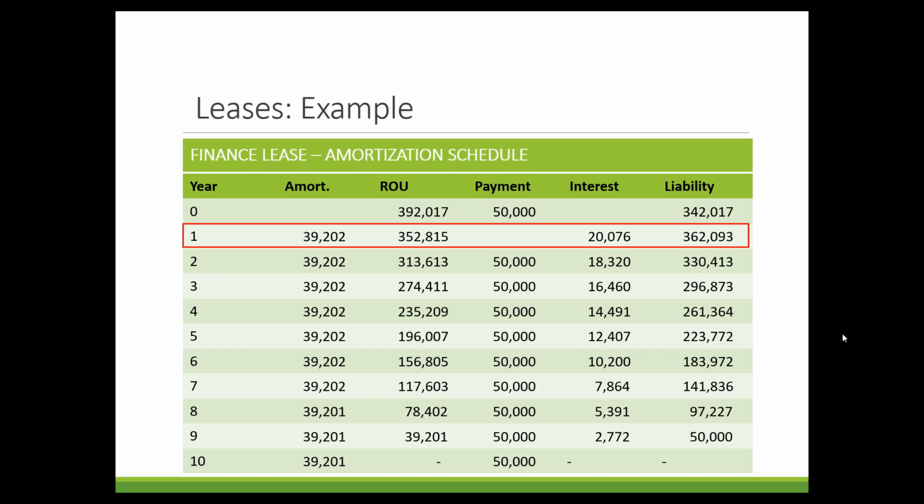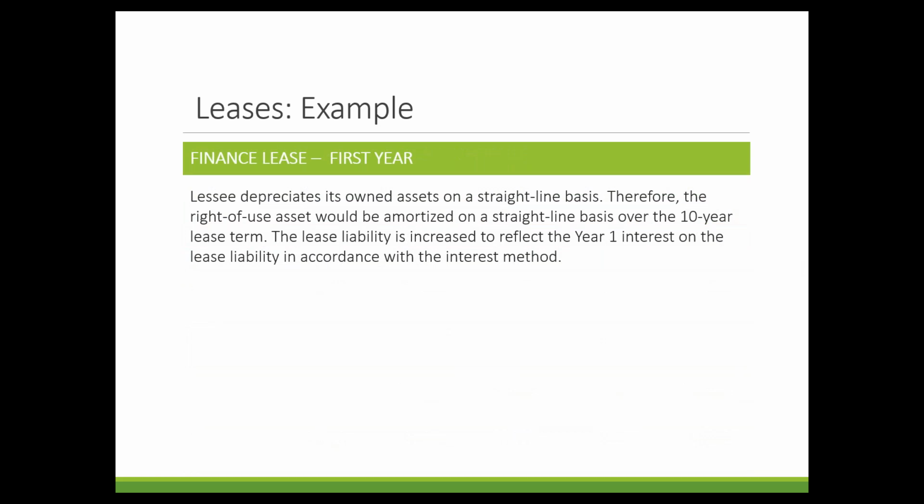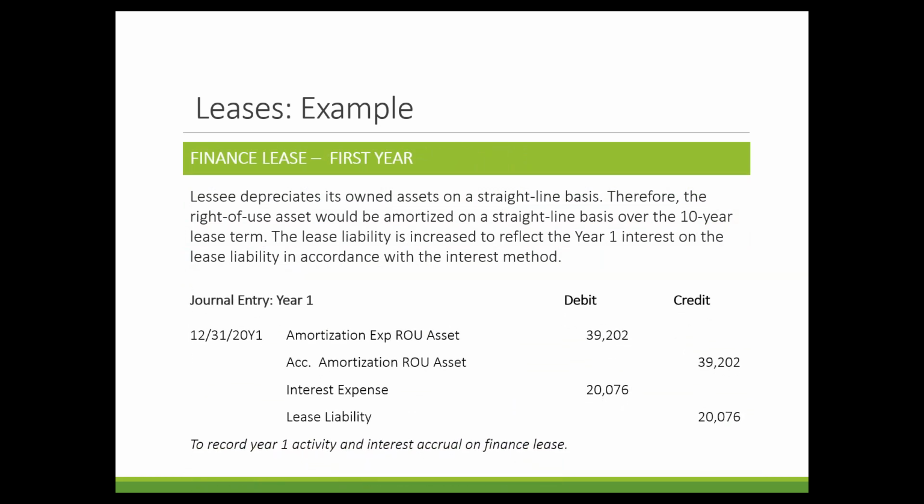and an interest expense of $20,076, which is our initial lease liability reduced with that first $50,000 payment, multiplied by 5.87%. The journal entry that will be recorded is debiting and crediting amortization and accumulated amortization for using the ROU asset, and we will recognize our interest expense and increase our lease liability by $20,076.